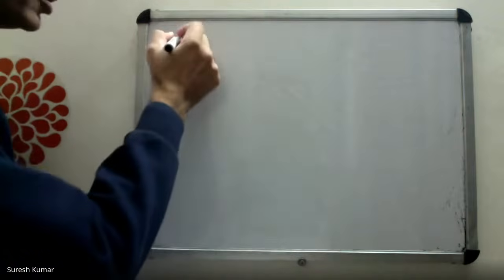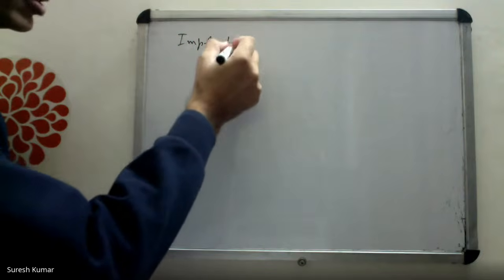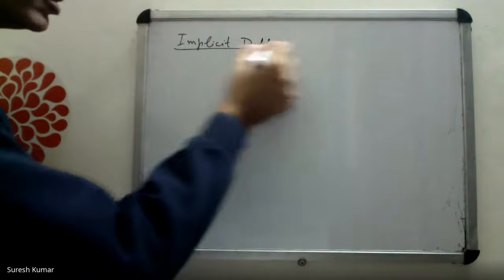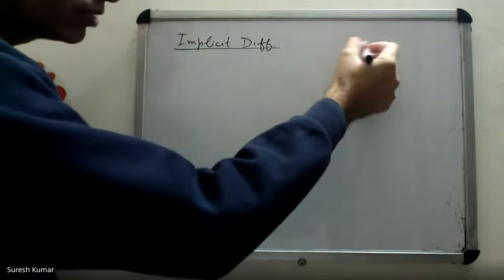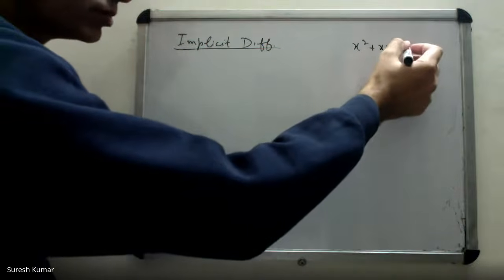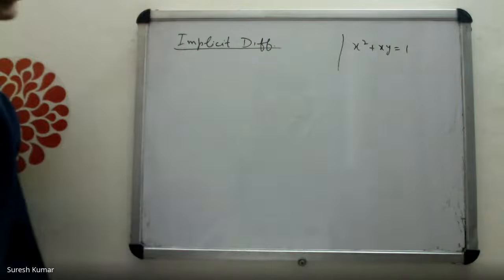Next, implicit differentiation. You have already done this in your 12th standard. Implicit differentiation means: if you are given some implicit relation in x and y, say like this, and you are asked to find dy by dx from it, how do you do it?